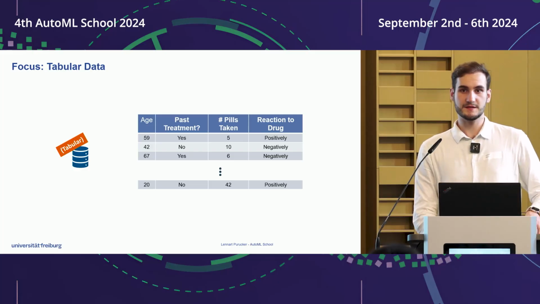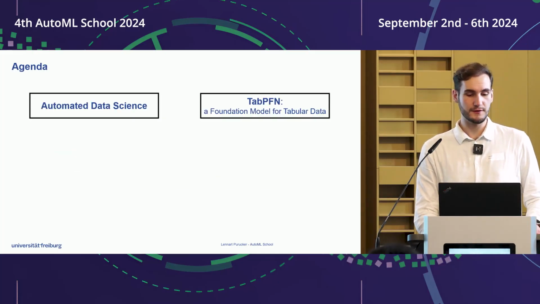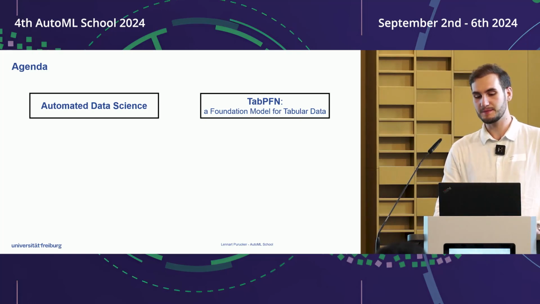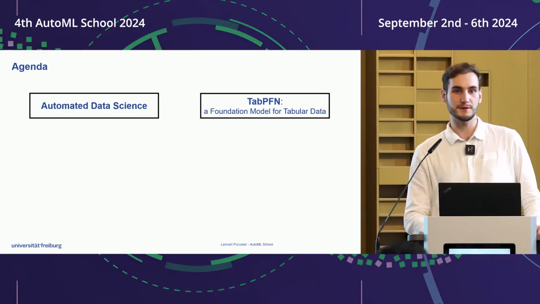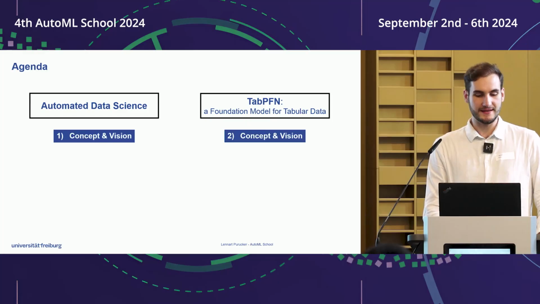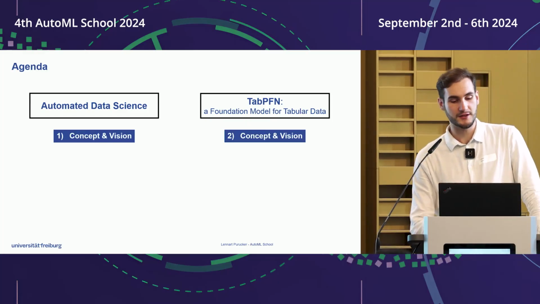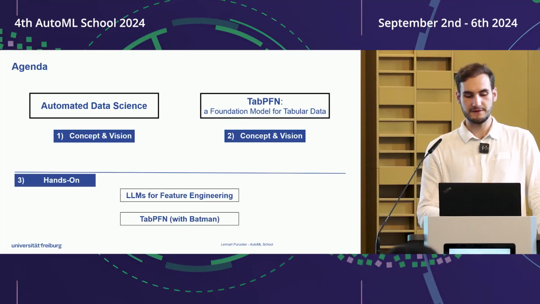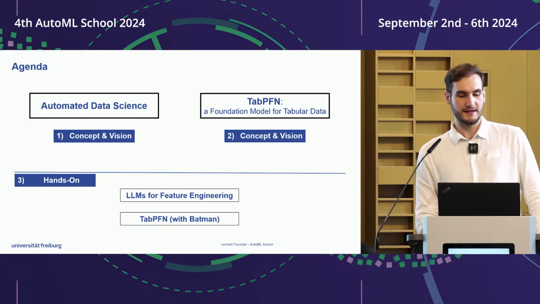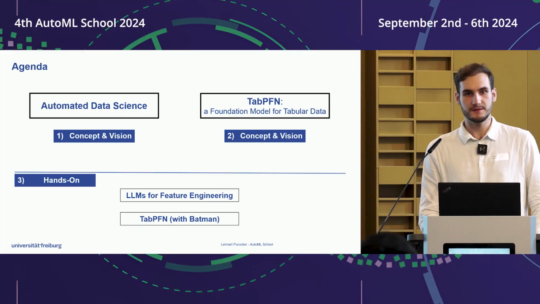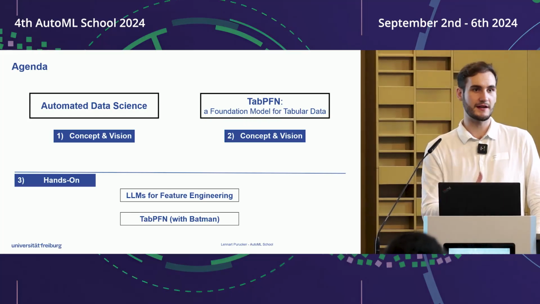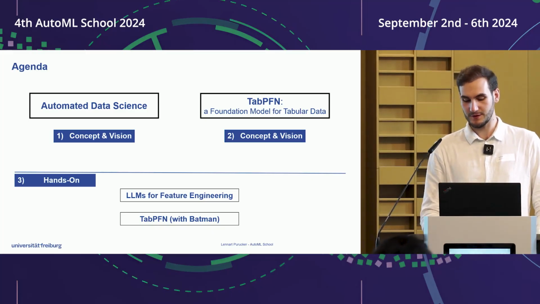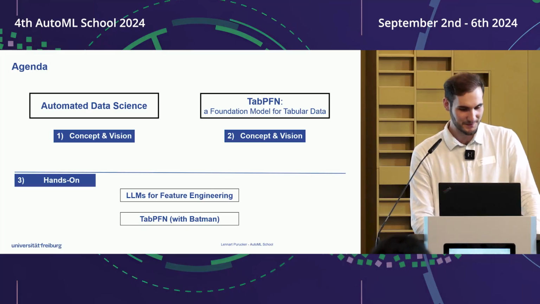Now, in the specific hands-on, what we want to talk about is twofold: automated data science, and I will explain in a second what that might mean, and then a bit more about TabPFN, so that you can play around with the newest version that we have. Essentially, I want to first present to you a concept and vision for both of these cases so that you are familiar with what we mean. And then we will have hands-on for both: a subfield of automated data science, which is using large language models like ChatGPT for feature engineering in tabular data, and using TabPFN with Batman, and you will see in a second what that means.